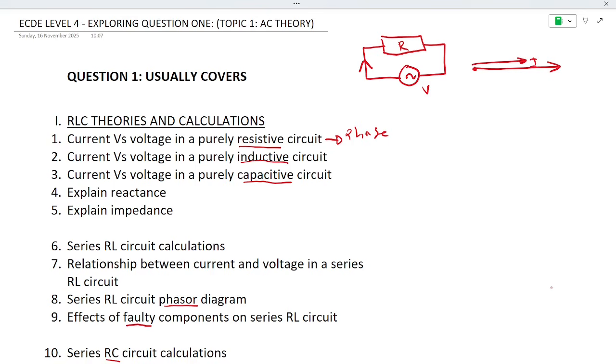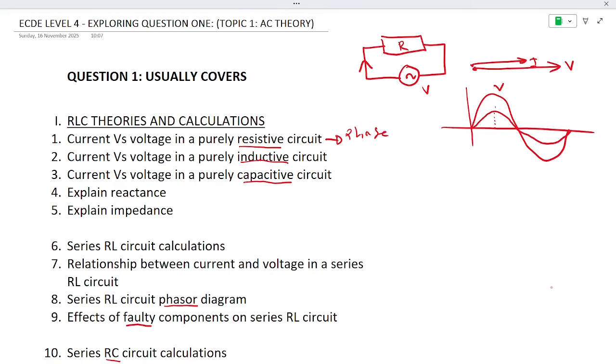So that will be the current vector, and that will be the voltage vector. They are aligning like that, which means they are in phase. If you have to represent it with a sine wave, this is the voltage sine wave and the current sine wave. It doesn't matter what amplitude the current is. When the voltage is rising, the current also rises. As it's falling, the current also falls, and so on. So this is what they mean by in phase.